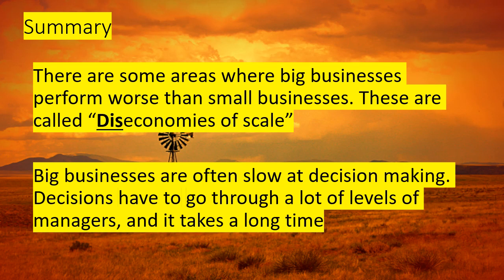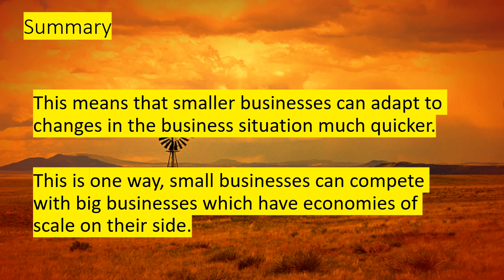Summary. There are some areas where big businesses perform worse than small businesses. These are called diseconomies of scale, the opposite of economies of scale. Big businesses are often slow at decision making, and decisions have to go through a lot of levels of managers, and it takes a long time. This means that smaller businesses can adapt to changes in the business situation much quicker. This is one way small businesses can compete with big businesses, which have economies of scale on their side.